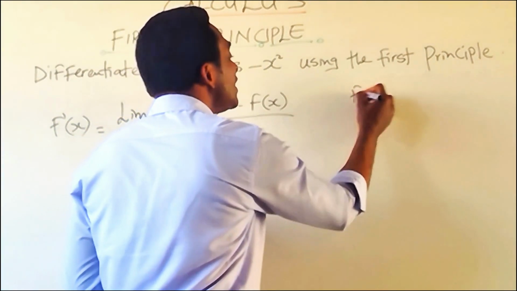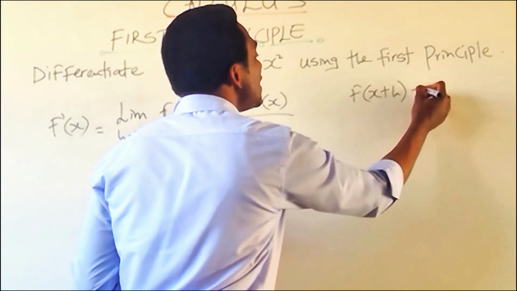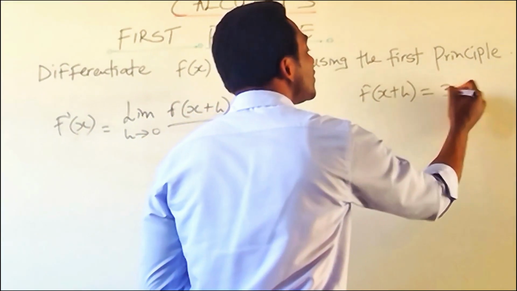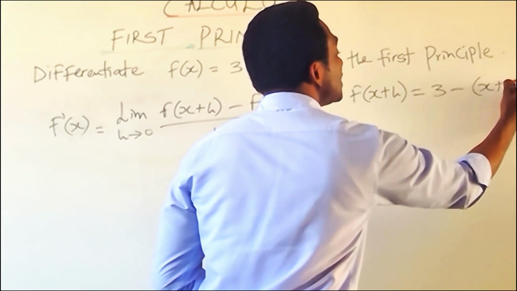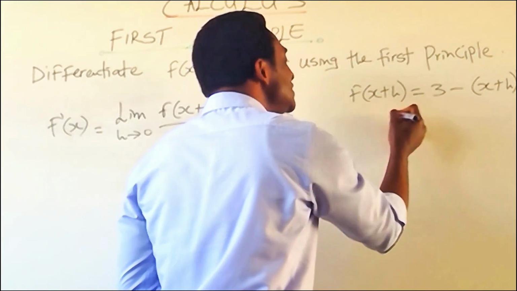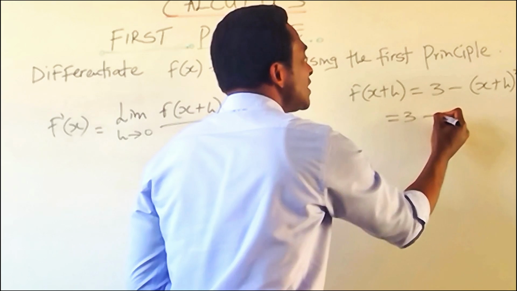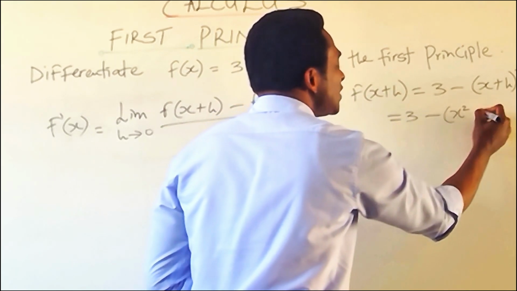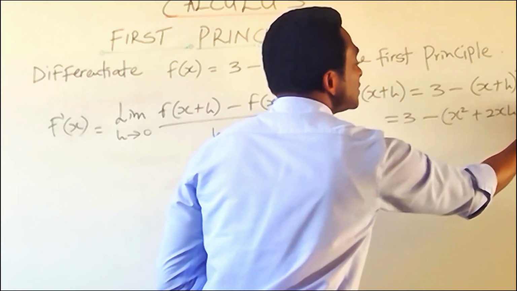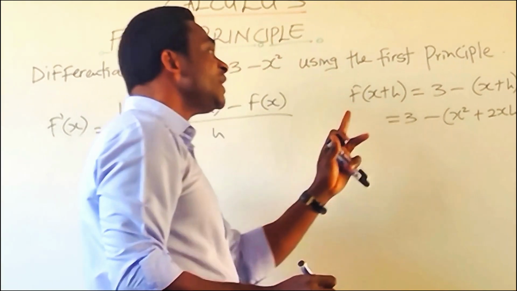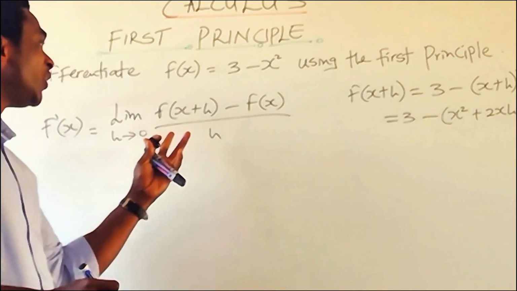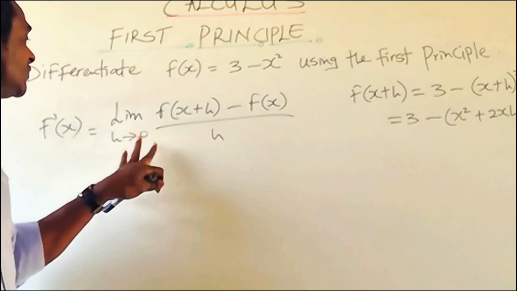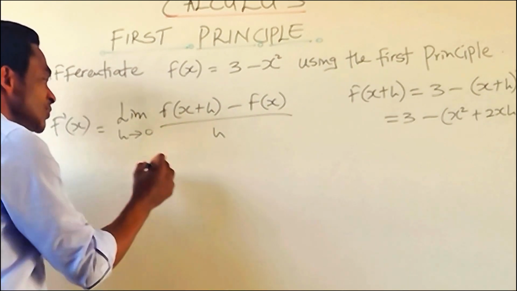So how do we get our f of x plus h? Anywhere you see x, replace it with x plus h. So we will have 3 minus x plus h all squared. Let's simplify that and see what we get. If we do this distributive, this will give us x squared plus 2xh plus h squared. So this will be our f of x plus h, which we will plug into the equation. Don't worry, this will be given on the formula sheet. Just figure it out and then use it.